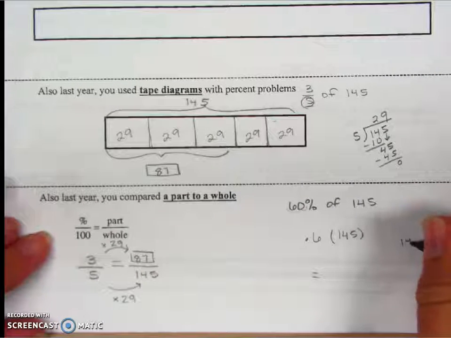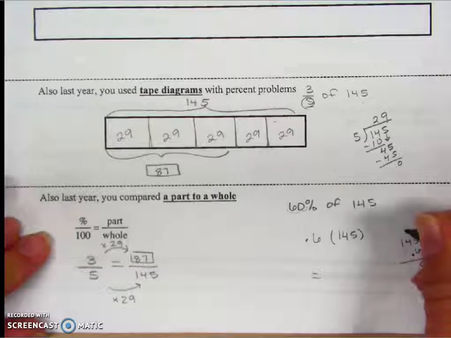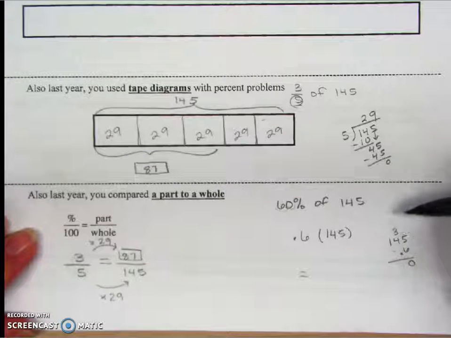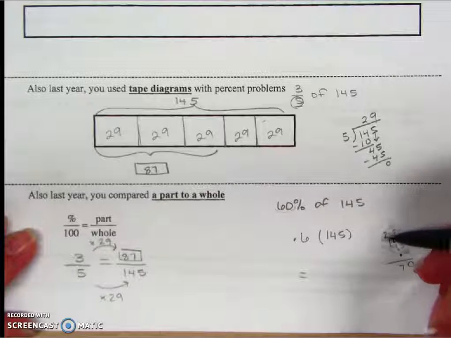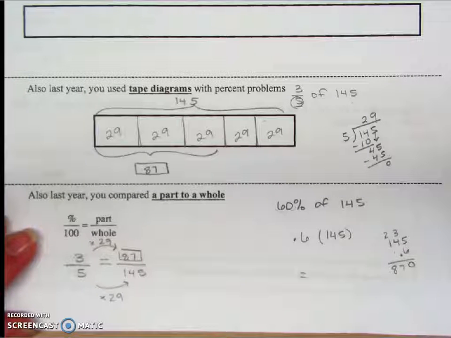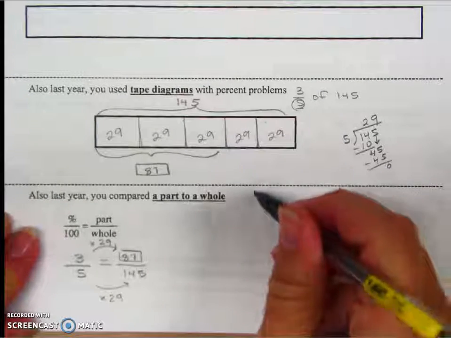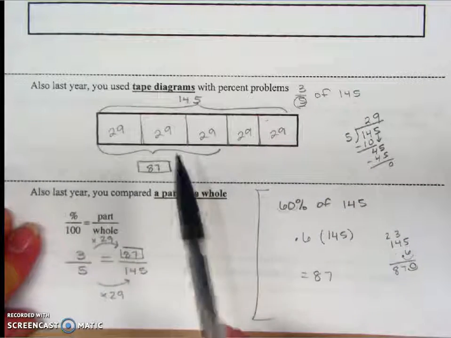So if we show this to the side, 145 times 0.6 would give us, let's see, 5 times 6 is 30, carry the 3. 6 times 4 is 24, plus 3 is 27, carry the 2. 6 times 1 is 6, plus 2 is 8. And we do have to watch that decimal placement, swoosh it in to match. So we still get 87. So that's our 4th method. This is the way we did the problems on the last lesson, but these other methods do still work.